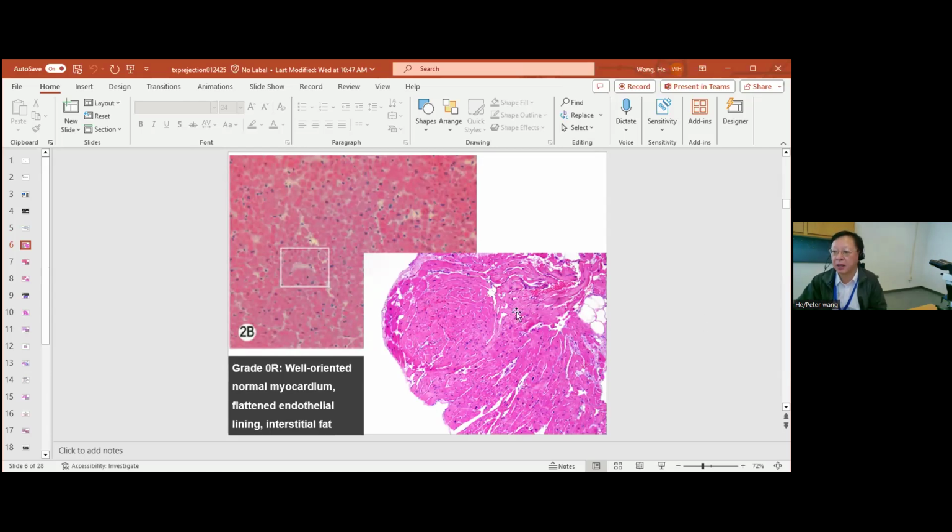And then in other hearts, you may see some fatty metaplasia, as we can see here. It is also acceptable. And sometimes the transplanted heart from an aged donor, like 50 years or so, could have fibrosis, which is also acceptable.